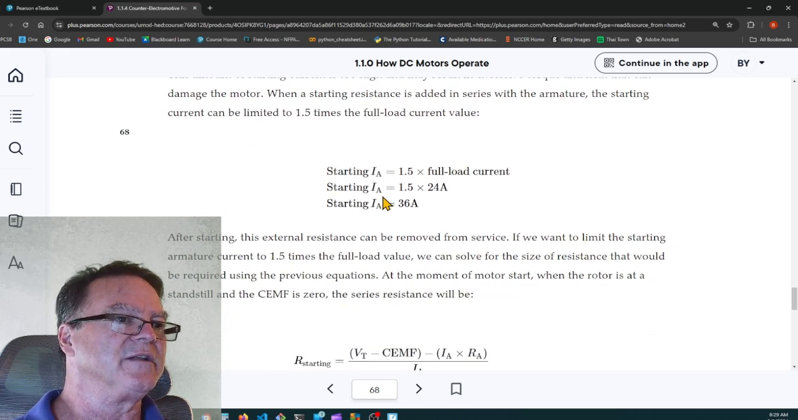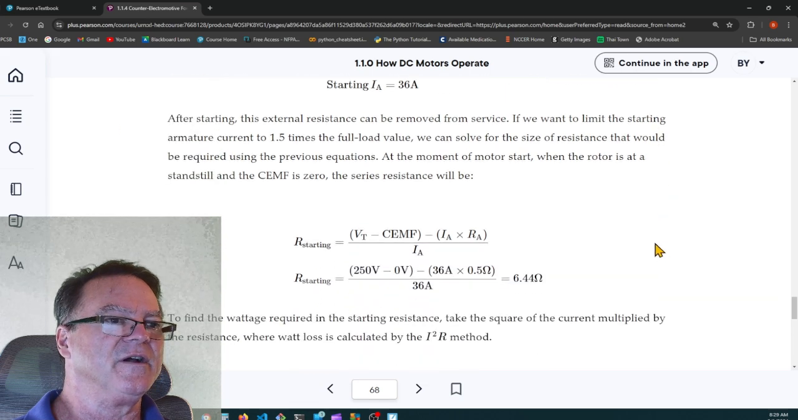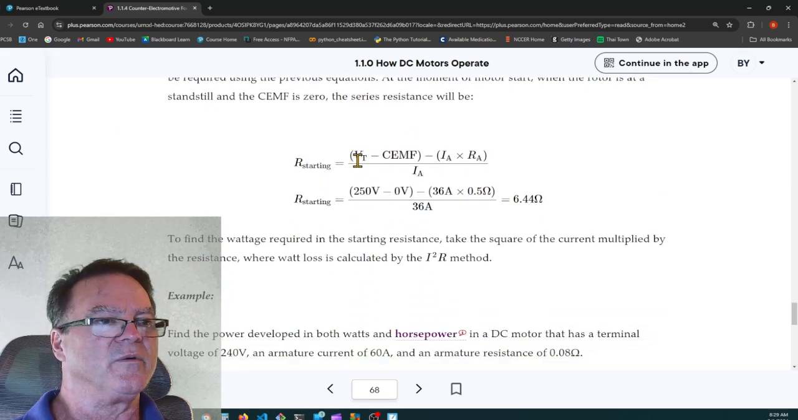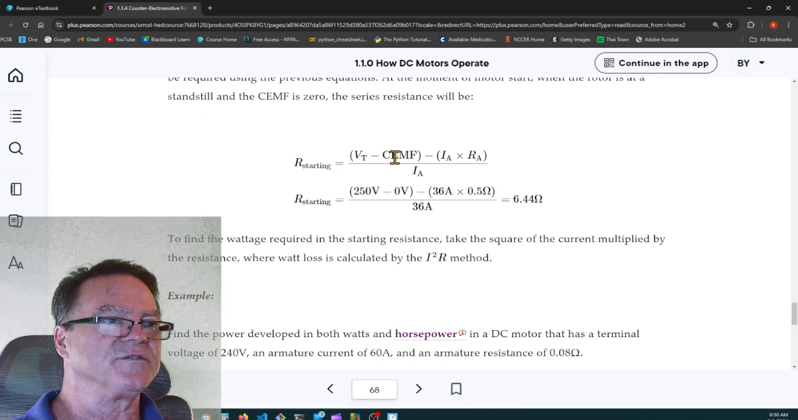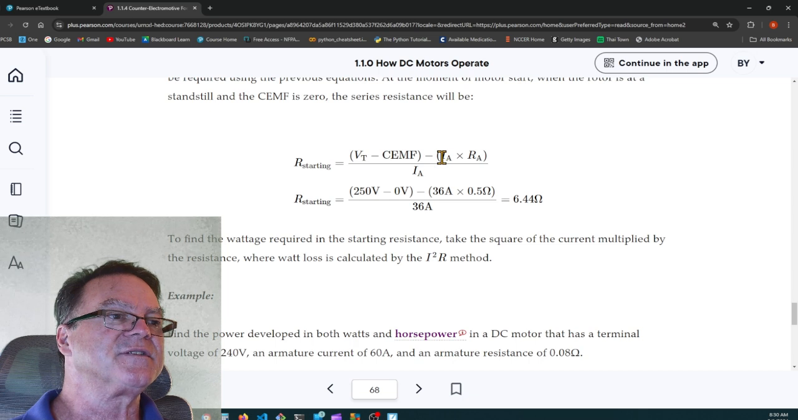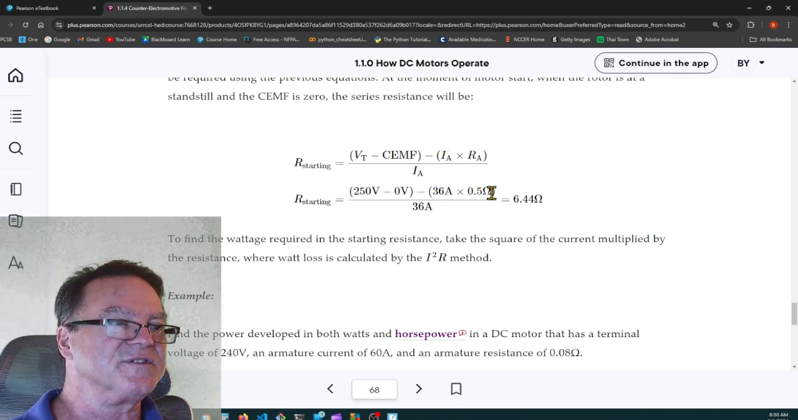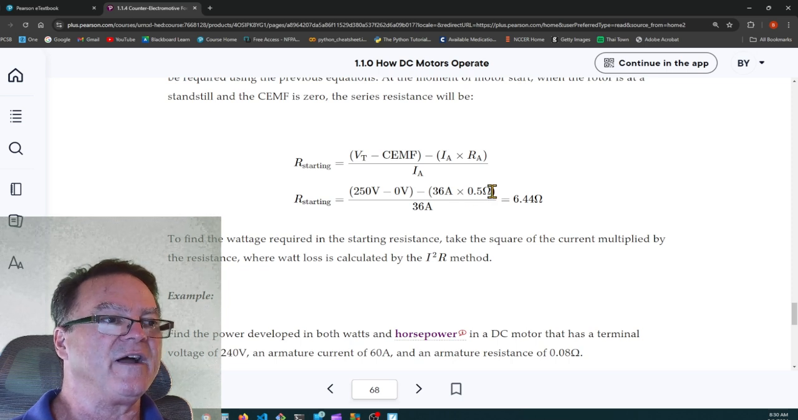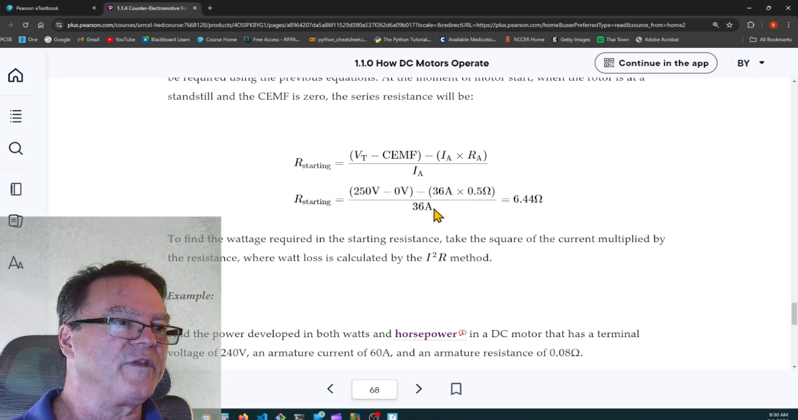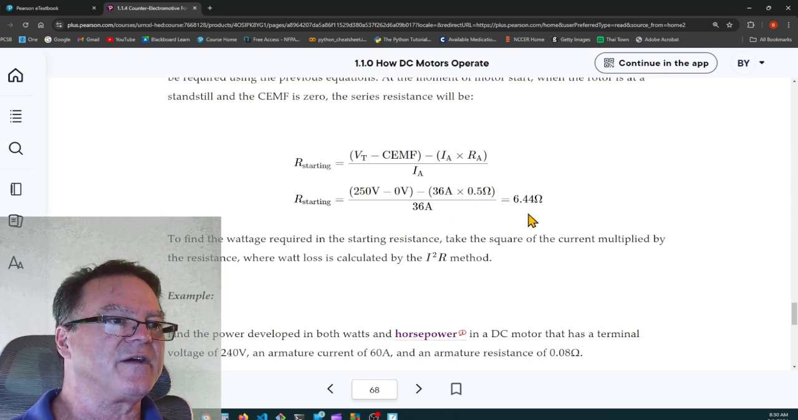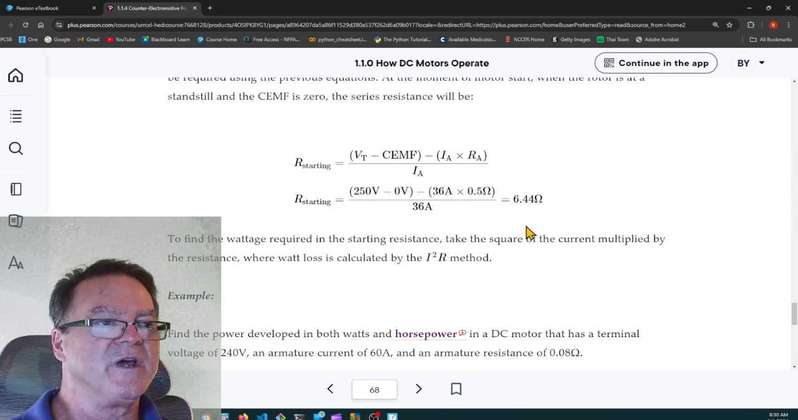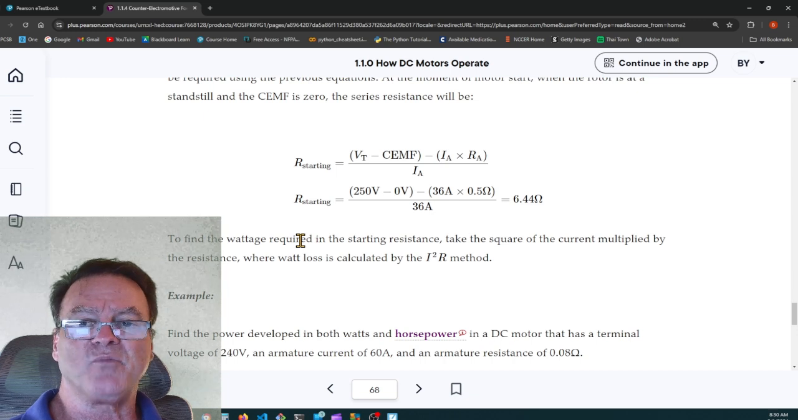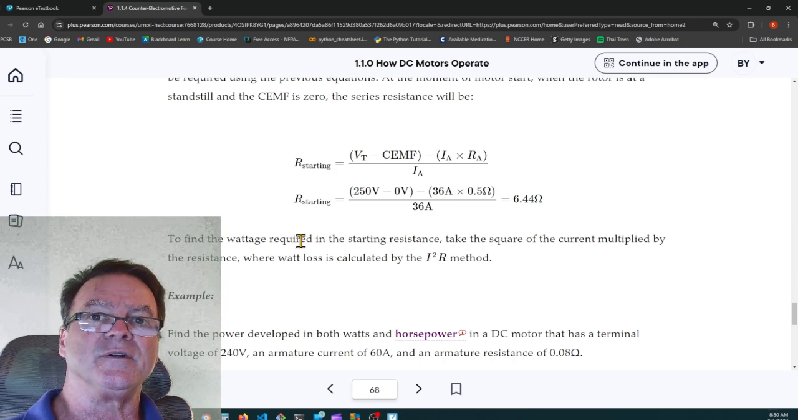So we want to try to limit this to 36 amps. Here they have a formula where you take the total voltage, 250 volts, minus the counter electromotive force, which at startup is 0, minus the current, which we want to be 36 amps, times the armature resistance, 0.5 ohms. And you divide the whole thing by 36 amps. If you do this in your calculator, you come up with 6.44 ohms. So basically they're saying if we put a 6.44 ohm resistor in series with the armature, we will protect that armature from overheating.